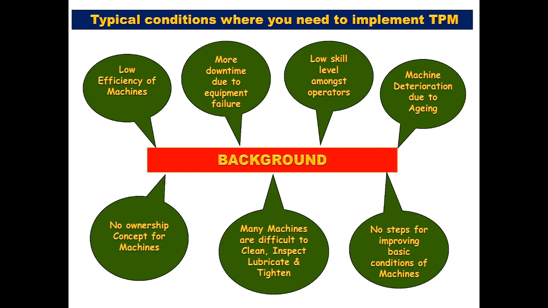This slide highlights the typical conditions where you need to implement TPM. Some of the weak points are low efficiency of machines, high downtime due to equipment failure, low skill level among employees, machine deterioration due to aging, and no ownership concept for the machines. Many machines are very difficult to clean, inspect, lubricate and retighten. And lastly, no steps taken for improving the basic condition of the machines.